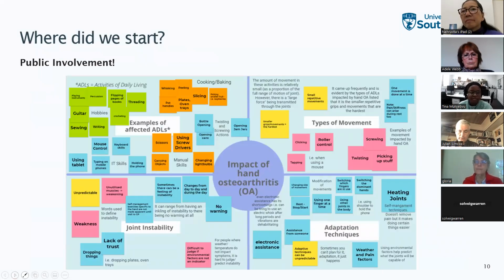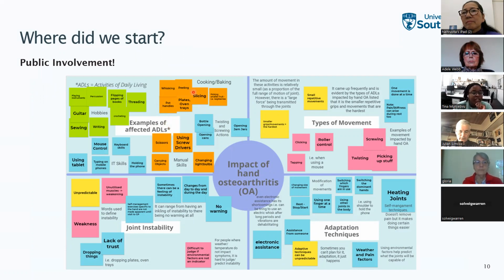So where did we start? We started, of course, with public involvement. So here is just an example of one of the Jamboards that we created during the early sessions. What it shows, hopefully, is that in that session we were talking about the impact of hand OA, and we talked about activities of daily living that are affected.